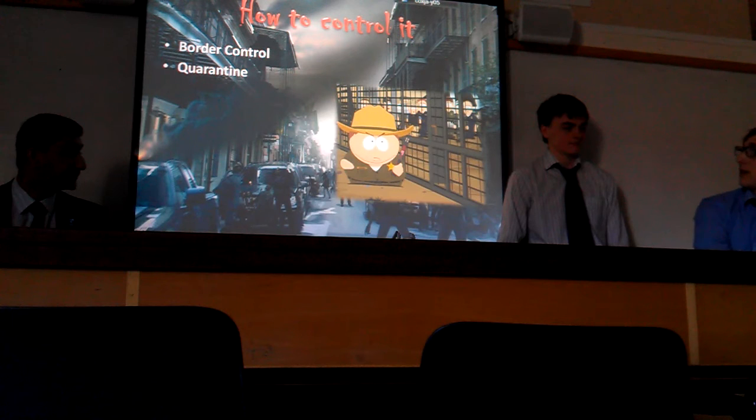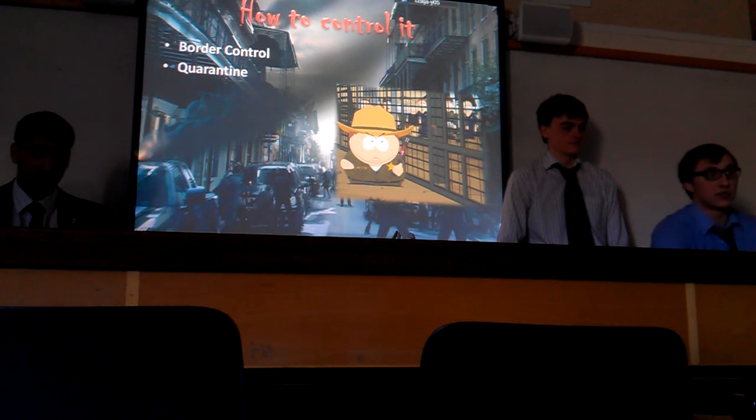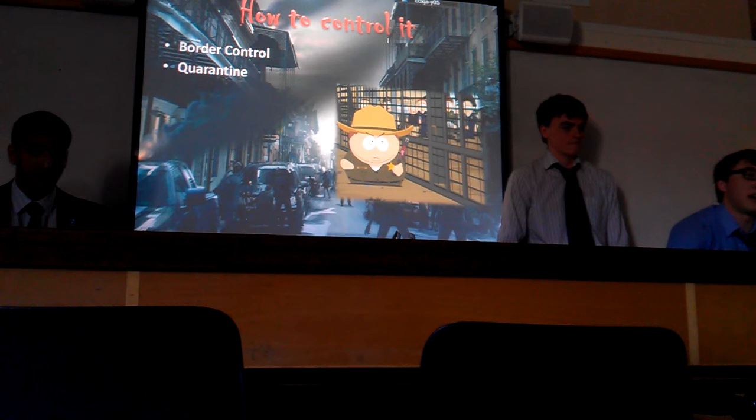How can we control it? There are 2 ways of controlling it: border control and quarantines. Border control is closing off the borders and saying, you know, get lost. Secondly, there's quarantine, where people can stay inside so that the infected could all be killed, and therefore it wouldn't spread anywhere else.